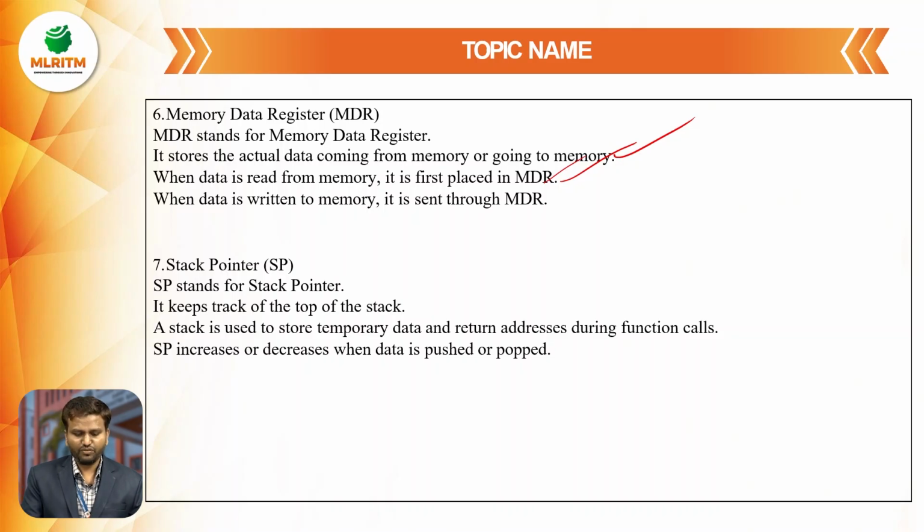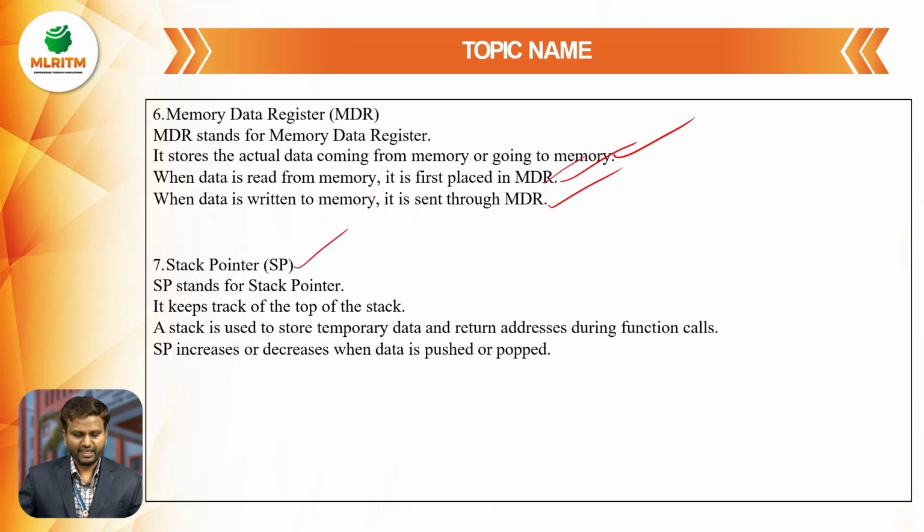When data is written to memory, it is sent through MDR. When we are using a write command on the memory, the data is sent through the MDR, the memory data register, and written to memory. And then there is the stack pointer.